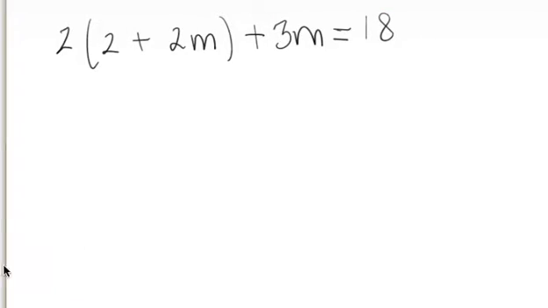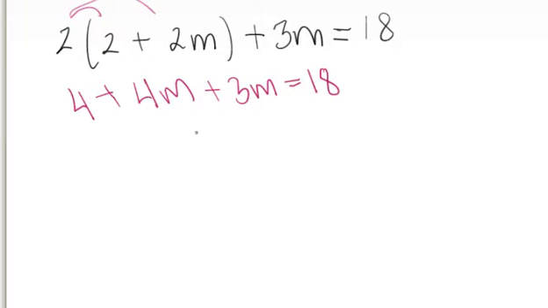And this is our last one. So we've done a lot of practice ones, gone kind of quick. So hopefully you paused it, tried them yourself. First step here, we got to distribute in. We get 4 plus 4. Whoops, I think I messed up something here. There we go. 4m plus 3m equals 18.